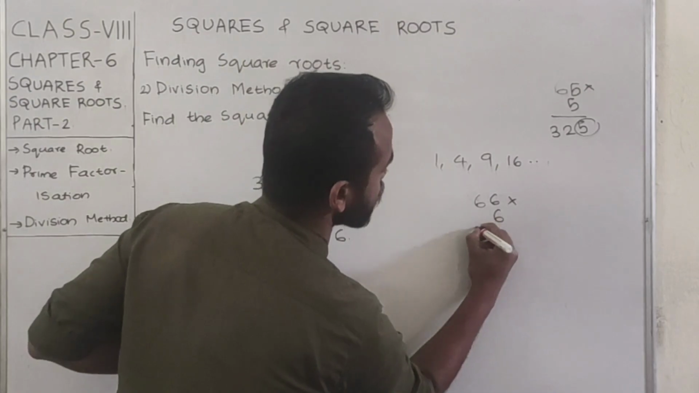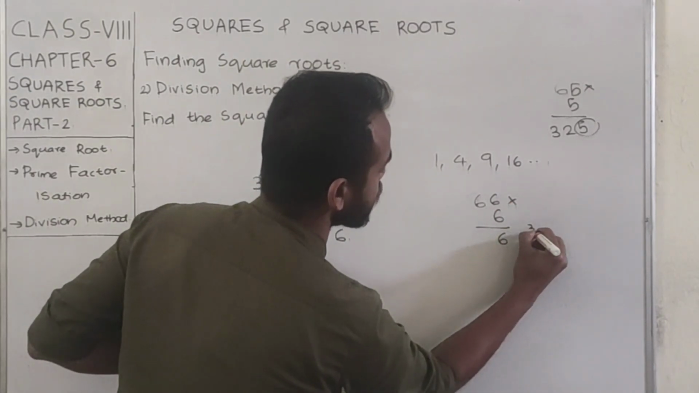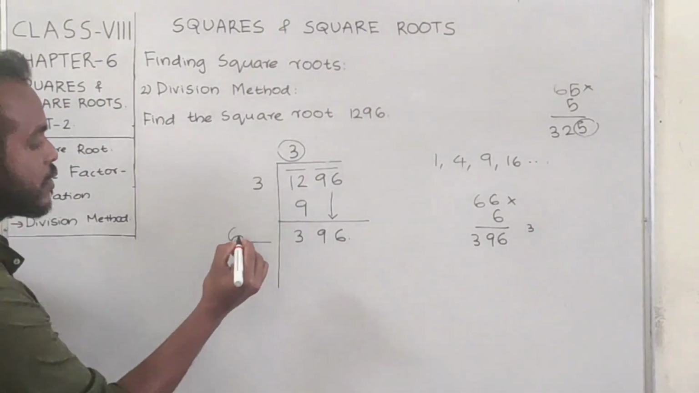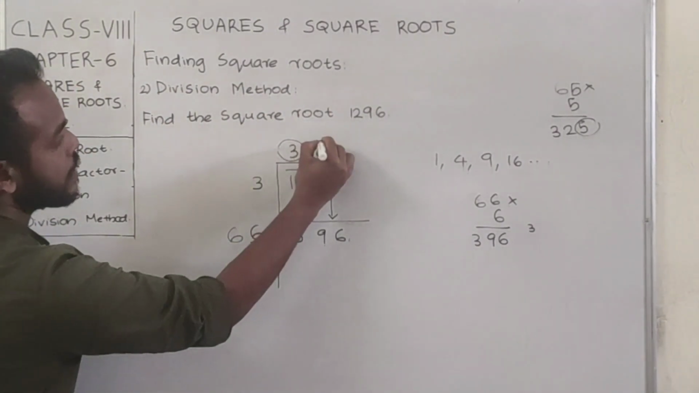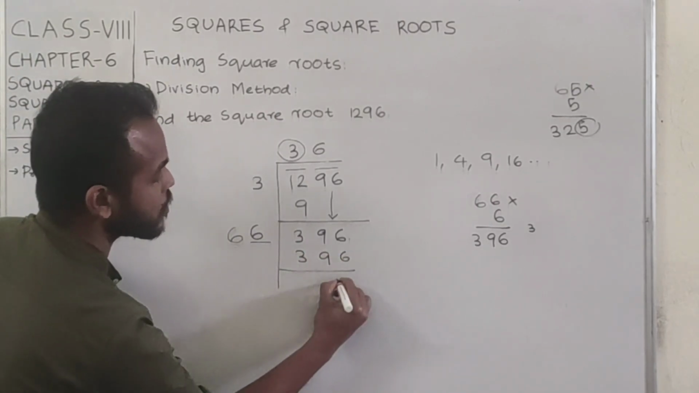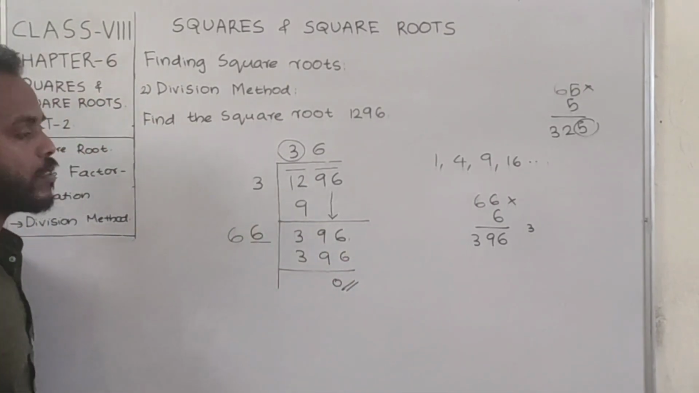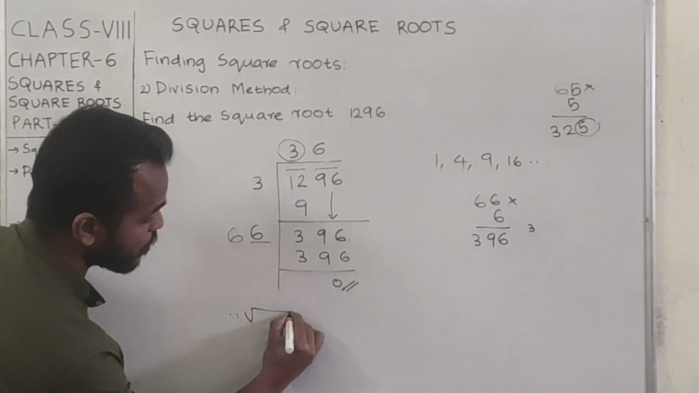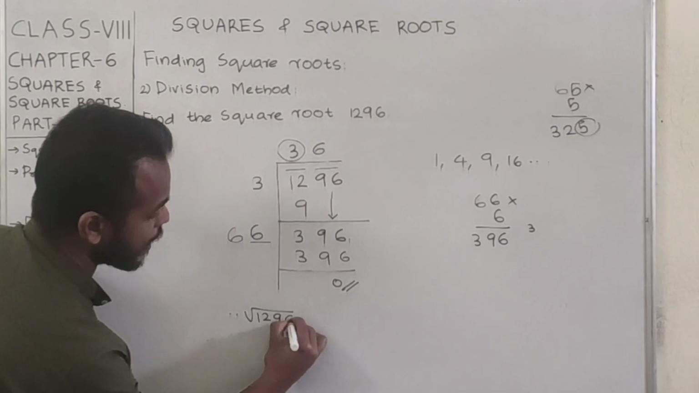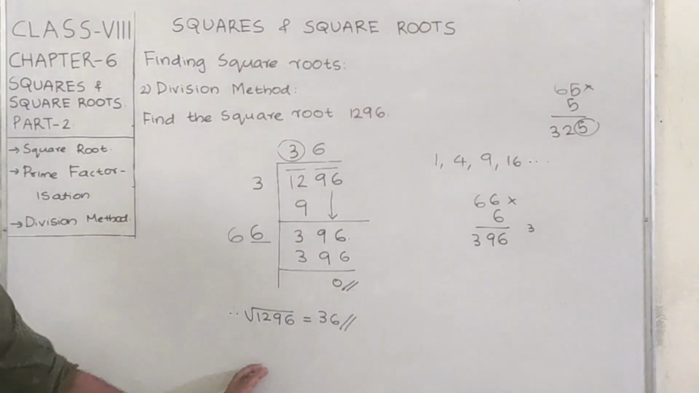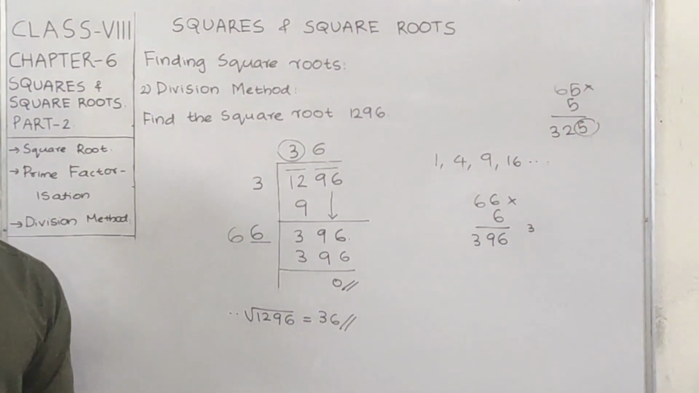66 times 6. 6 6s are 36, remainder 3. 6 6s are 36, and you got it. So we will put 6 over here, the same 6 over here. We will get 6 times 66 is 396, and you got the remainder 0. So what have we got? We have got the root of 1296 is equal to 36. This is the way to find the square root of any number.